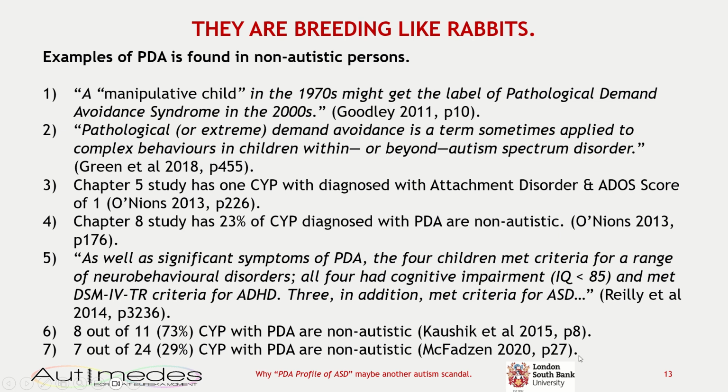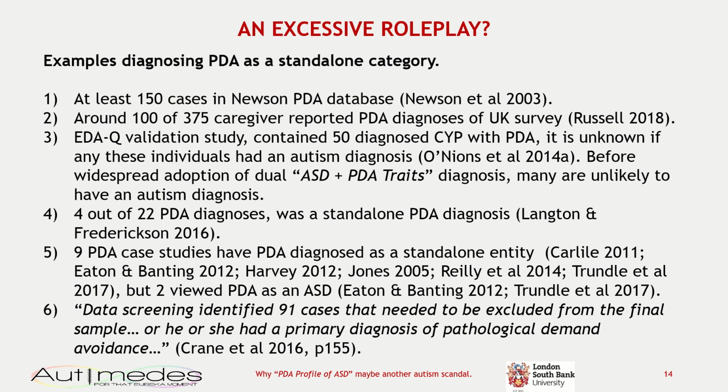There is other evidence. There are cases in the initial validation study of DISCO, where one of the people meeting threshold for PDA does not meet threshold for autism. And there's a case study with ADHD and personality disorder, which seems not to be autistic as well. This is just off the top of my head, but there is actually more, which I'll go on to next.